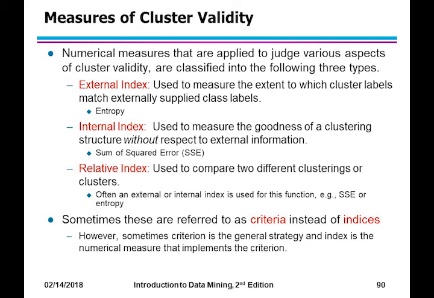클러스터 밸리더티는 다음의 세 가지 타입으로 나눌 수 있습니다. External index는 외부의 클래스 레이블처럼 외부적인 정보를 활용하는 것입니다. 예를 들면 엔트로피가 이에 해당됩니다. Internal index는 외부 정보를 활용하지 않고 클러스터를 평가하는 것입니다. Sum of squared error, SSE가 이에 해당됩니다. Relative index는 두 개의 클러스터링 혹은 클러스터를 비교하는 것인데 External index나 Internal index를 사용할 수 있습니다. 어떤 경우에는 index란 말보다 criterion, 기준이란 말을 사용하기도 합니다.